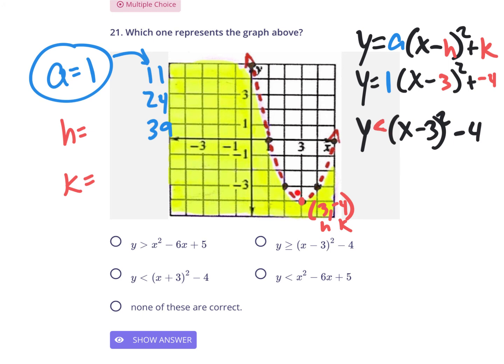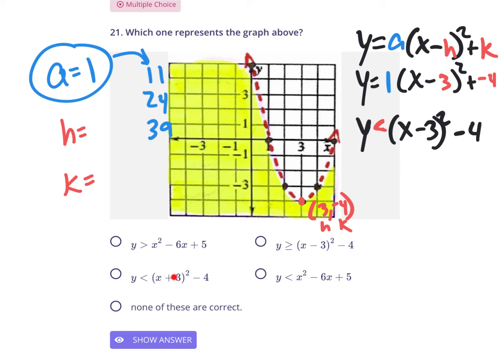If this would have been a solid parabola with the shading below, then it'd be a less than or equal to, but it's a dotted parabola, so it's not solid. You don't put a solid line underneath your inequality. Anyway, that's your inequality right there. Let's look for it. We have y is less than x minus 3 squared minus 4. Y is less than x plus 3.